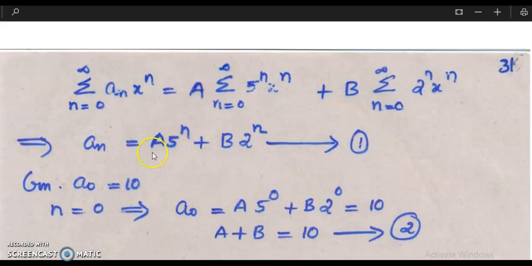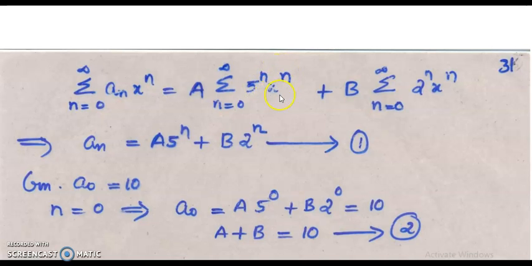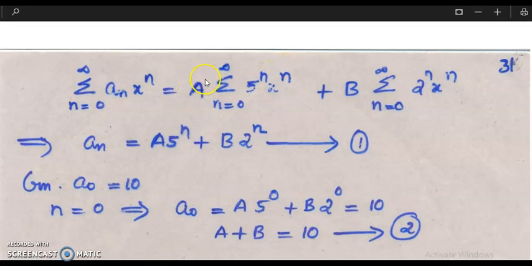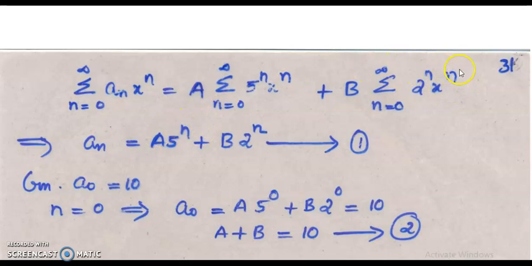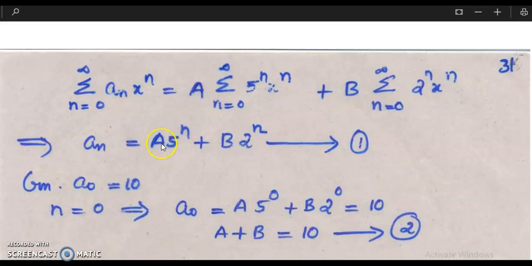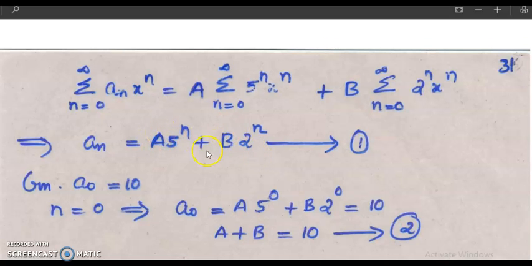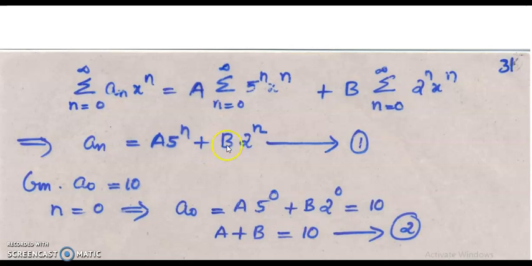Now comparing the coefficient of x power n, a n. What about the coefficient of x power n here? A into 5 power n, that is the first term. Coefficient of x power n is b into 2 power n. Actually this is the solution, so a n is the solution. Now we got the solution, and the next thing we are going to do is find a and b and substitute here, which you can do on your own because the condition is given.